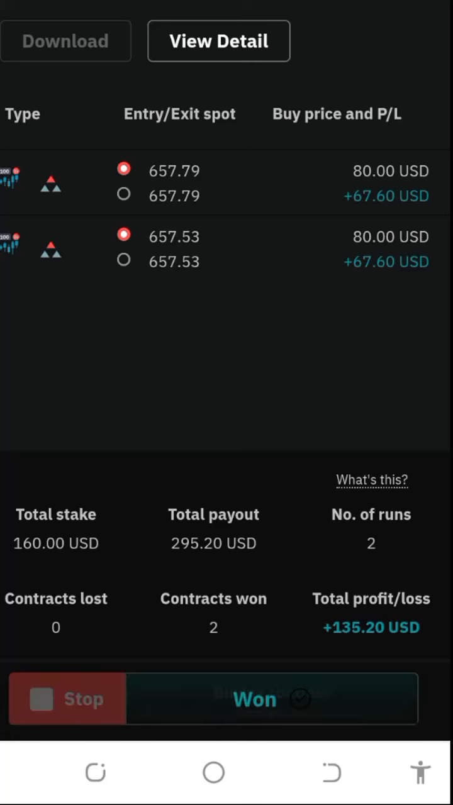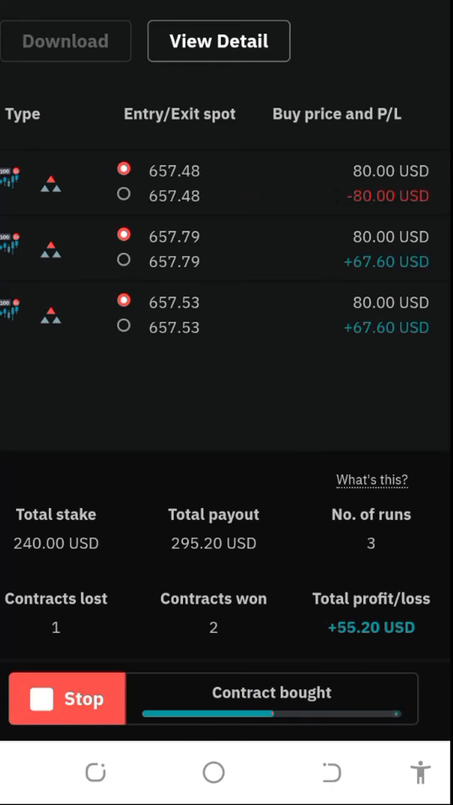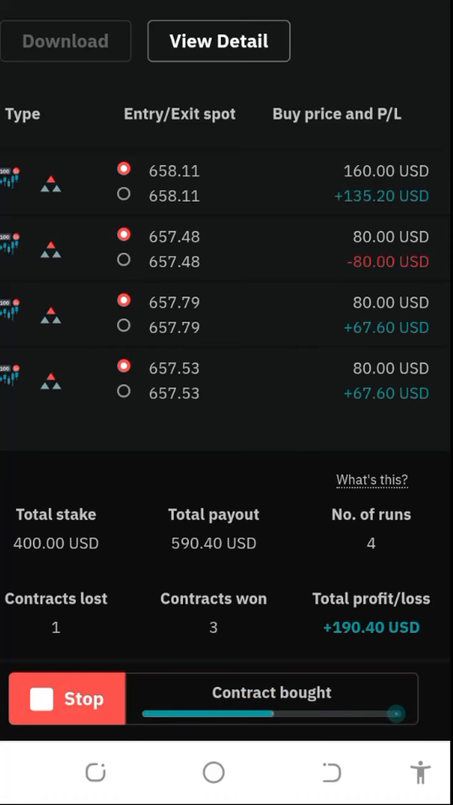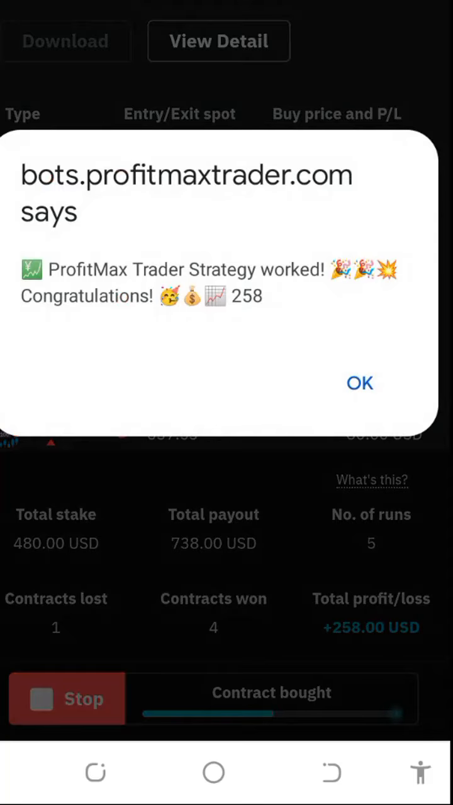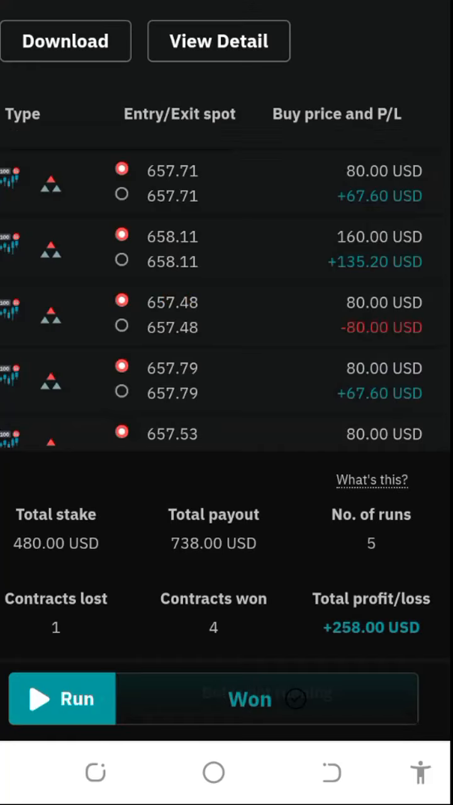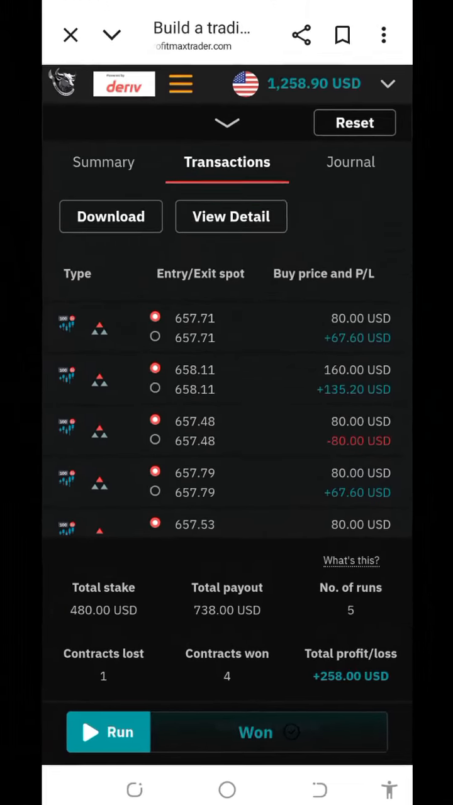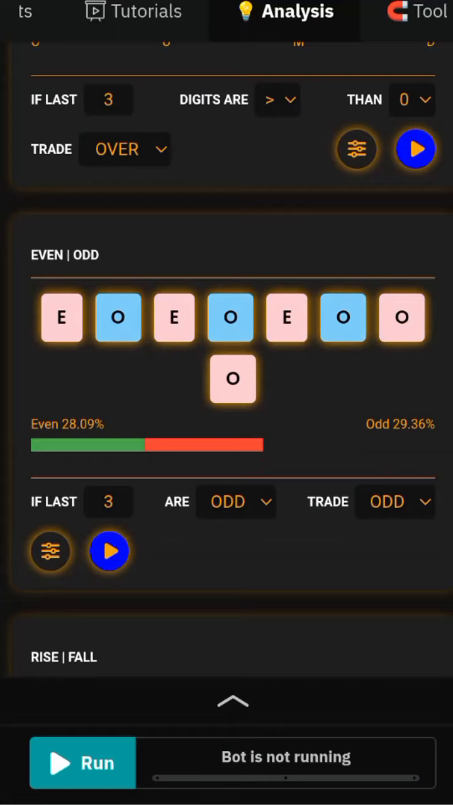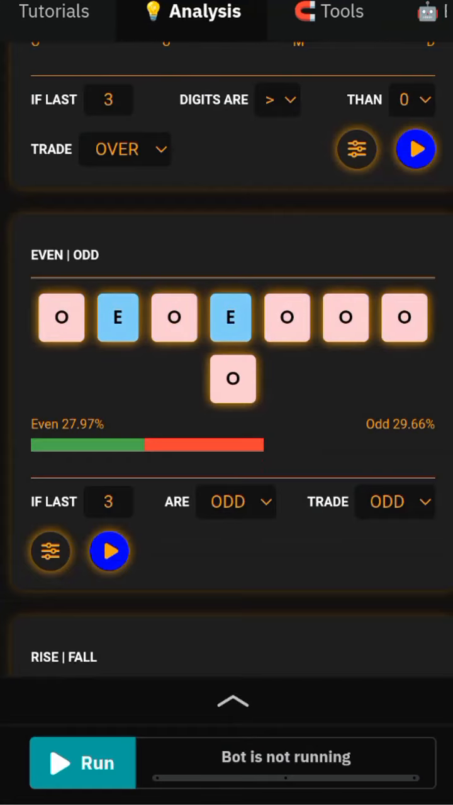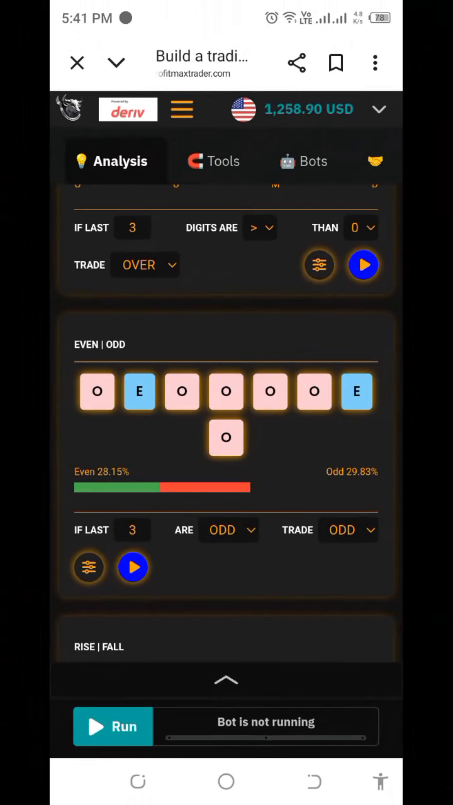So let us see. You can see so far profit of $55, but the martingale will always kick in and we should be able to come into profit. Okay, so there we are, $258 in profit, and you can see that was a winning trade. So let's refresh again, see whether we can capture any other entry.